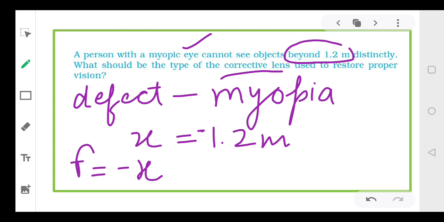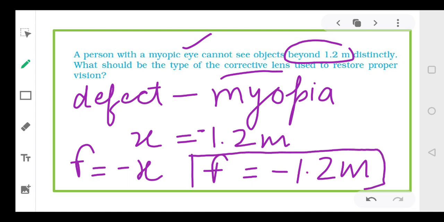F will be equal to minus 1.2 meters. Now is there any doubt everyone? So F is equal to minus 1.2 meters. It's very simple. X is equal to minus 1.2 meters, F is equal to minus x. So the value of x is 1.2, so F is equal to minus 1.2 meters. This is your answer. Make a block over it with your sketch pen.